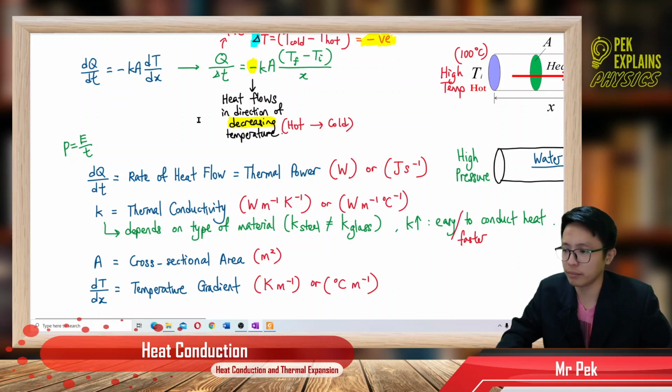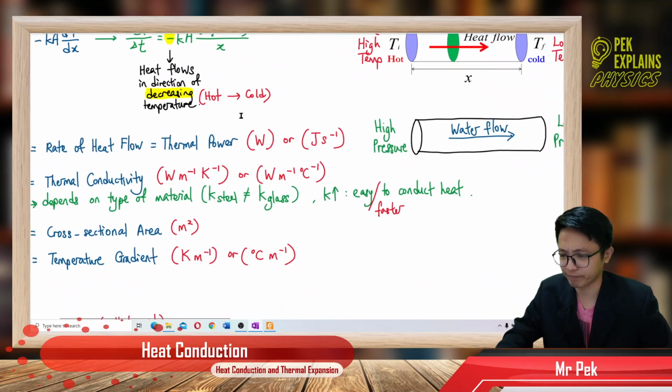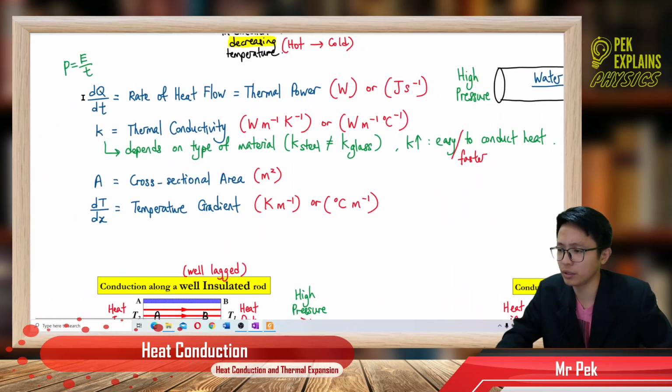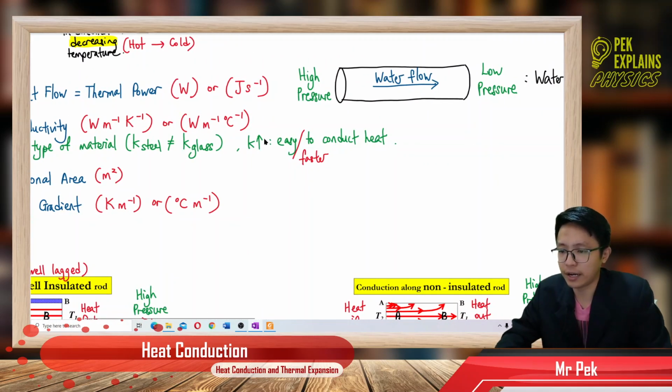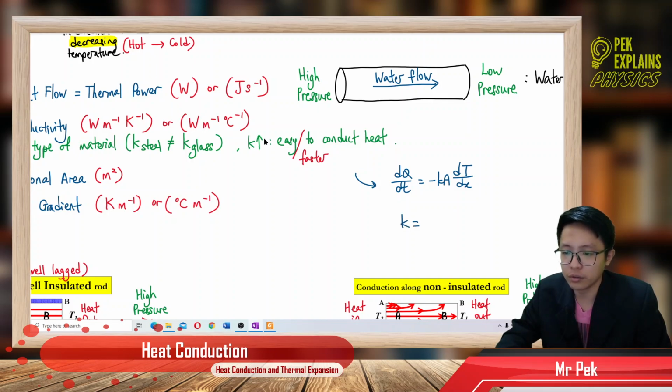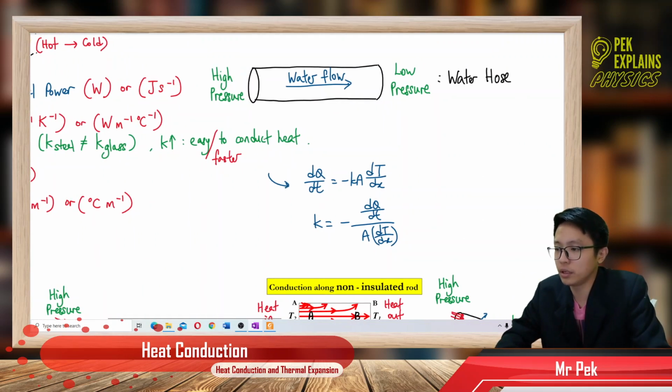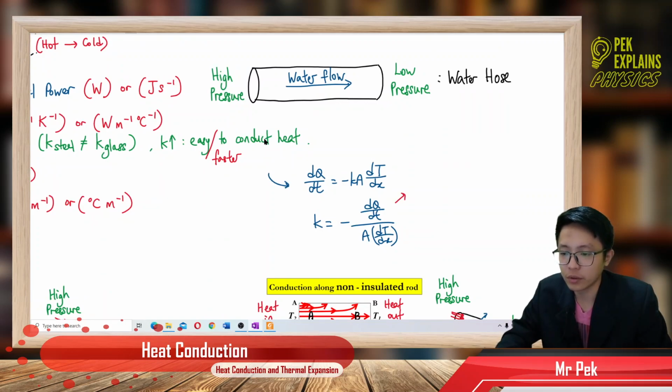You can get this unit by rearranging the formula. If you want to get the unit for K, it is very simple. Just now, dQ over dt equals negative KA dT over dx. So to get K, you divide dQ over dt by A dT over dx. What's the unit for dQ over dt? It is watts. What is the unit for area? Area is meter squared. And what's the unit for dT over dx? Temperature gradient, Kelvin per meter, since dx is a distance in meters.